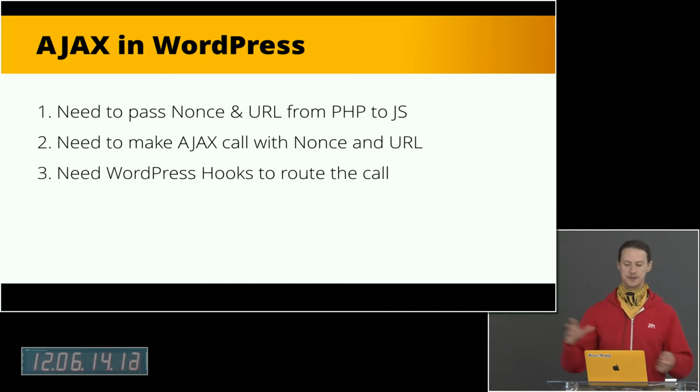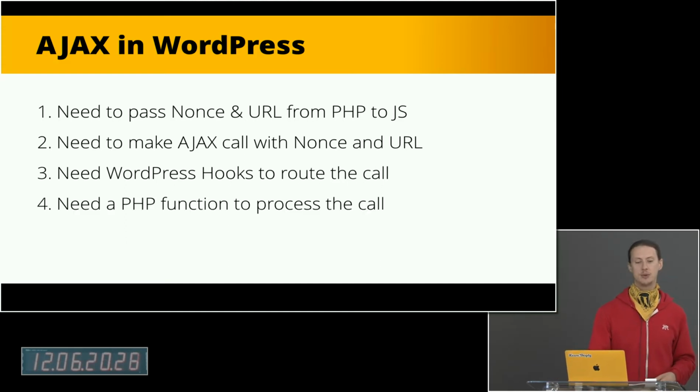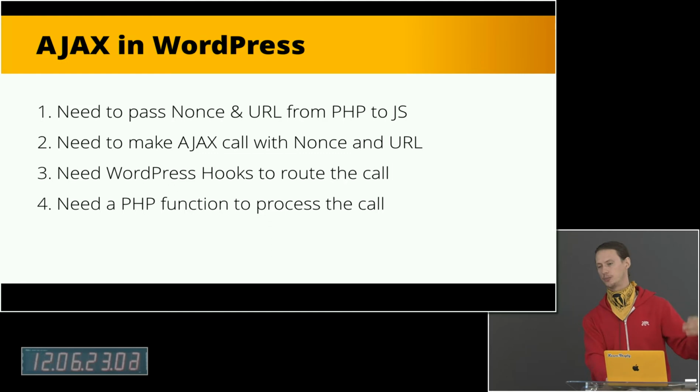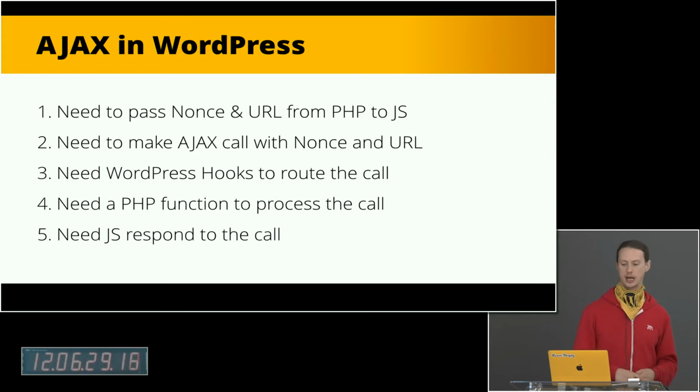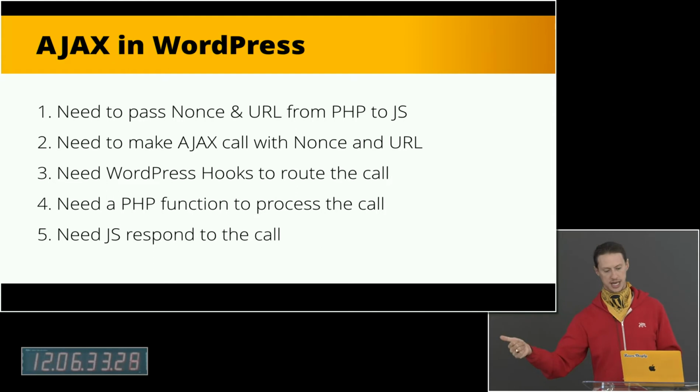Then we need to have, so the AJAX call is made into WordPress, then we need to pass it to the right place, so there's some hooks involved, and then we have the PHP function that actually processes, gets the code, and gives us back the data, and then the JavaScript on the other end.